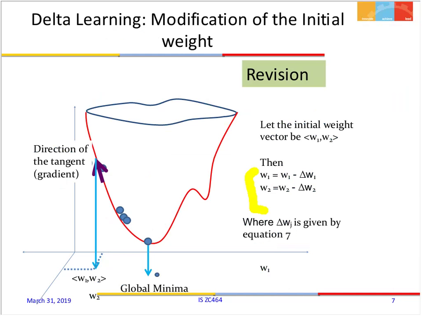Say for example, if we take a two-dimensional weight space, which is defined by W1, W2, then my new weight to explore with will be given by the weight vector W1, W2, where W1 is obtained by subtracting delta W1 from the old value of W1 and delta W2 from the old value of W2.